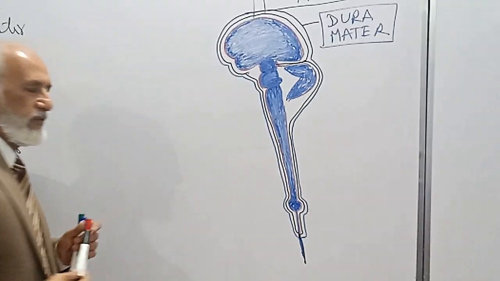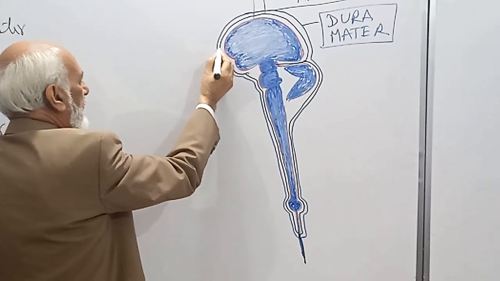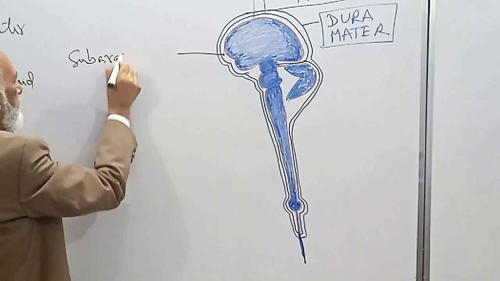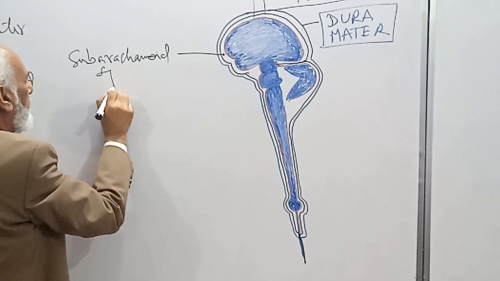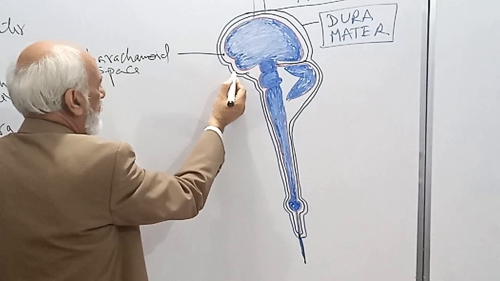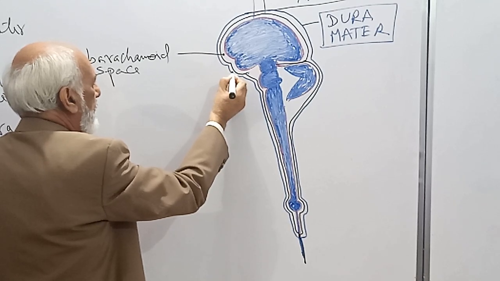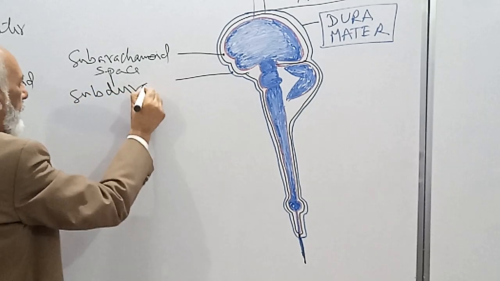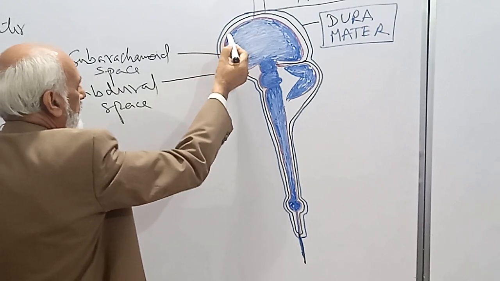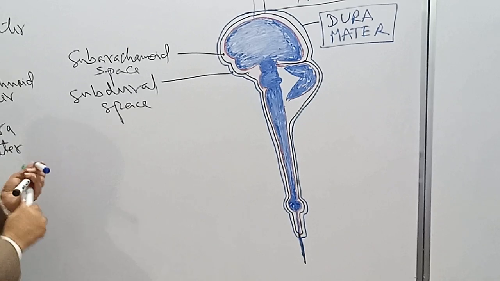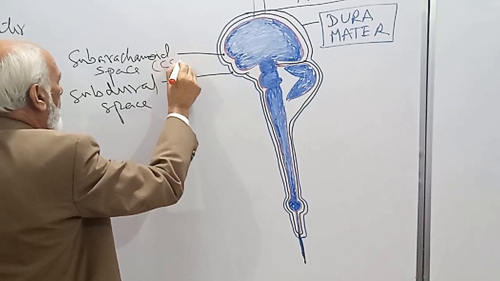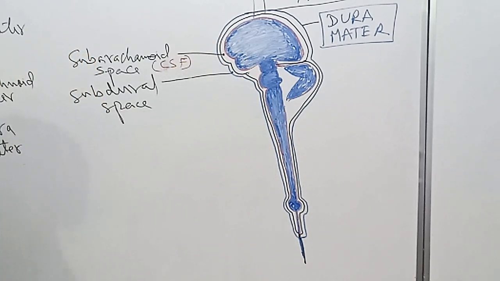Now, between these meninges, there are spaces. The space between pia mater and arachnoid mater is known as the subarachnoid space. Then there is a potential space between dura mater and arachnoid mater. This is known as the subdural space. The subarachnoid space, which is between pia mater and arachnoid mater, is filled with cerebrospinal fluid, CSF, which circulates through the subarachnoid space.